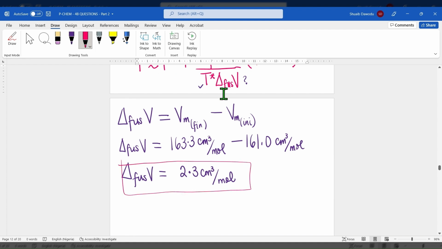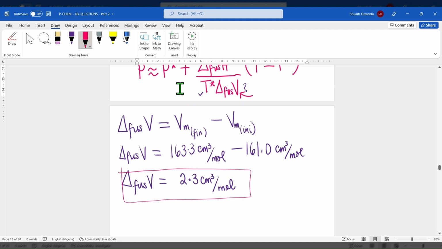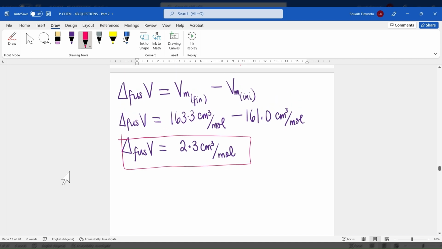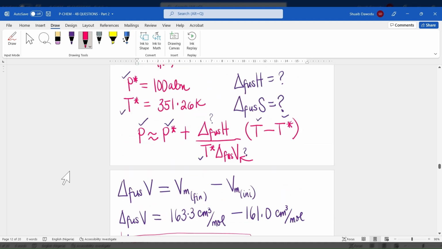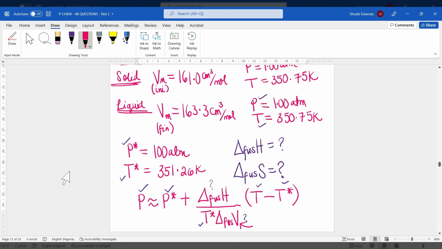Now, since we have this value, we can properly substitute in order to use our formula to calculate the change in enthalpy of fusion. But before we go ahead and do that, we have to remember that whenever we're dealing with change in enthalpy or just enthalpy, we're dealing with joules. That's one thing you have to remember in physical chemistry. We have to be extremely careful with our calculations.